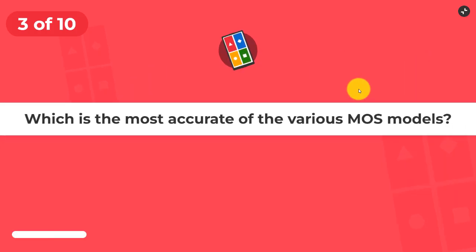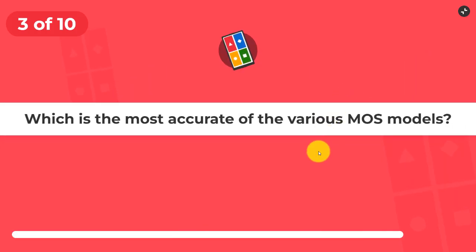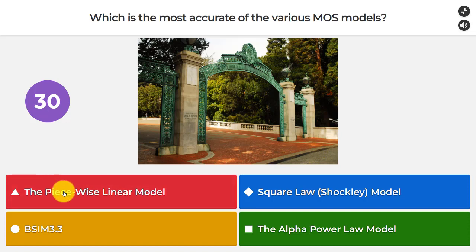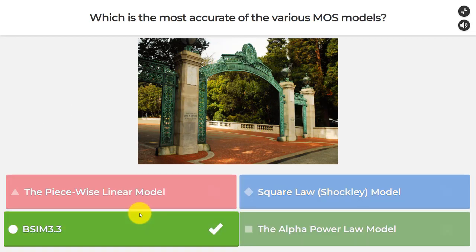Okay, question number 3. Which is the most accurate of the various MOS models? The piecewise linear model, the square law, Shockley or Shichman-Hodges model, BSIM 3.3, or the alpha power law model? And the answer, which we can have a hint of here because this is one of the gates at the entrance to Berkeley, is the BSIM 3.3.